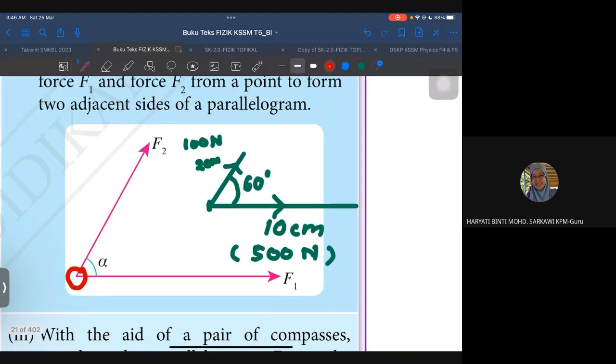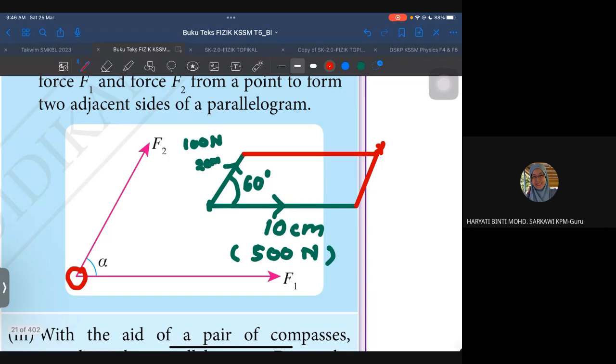So, tandakan lah, then you get this. In class, cikgu akan ajar lebih detail lah. So, it means that you are actually creating a parallelogram. Okay, so the resultant force will be the diagonal.